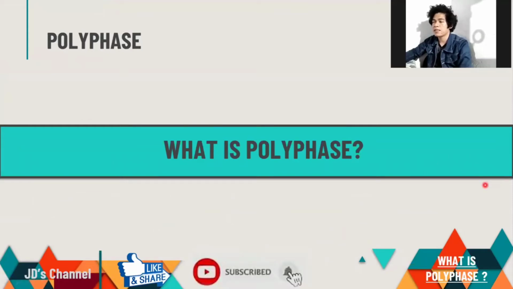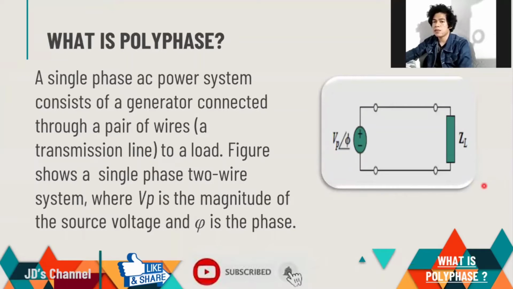So what is polyphase? Pag-usapan natin ano ba yung polyphase na sinasabi natin. A single-phase AC system consists of a generator, which is ito. So ito yung illustration natin, class. Yung ating generator, or the source, to the pair of wire, which is the transmission line. Ito yung ating transmission line, class, yung ating pair of wire. Ito tsaka yung sa baba. And then to a load, so syempre yung ating load, ZL dito. The figure shows a single-phase, two-wire system where yung ating V_P is the magnitude, and yung ating phase angle is the phase ng ating source.